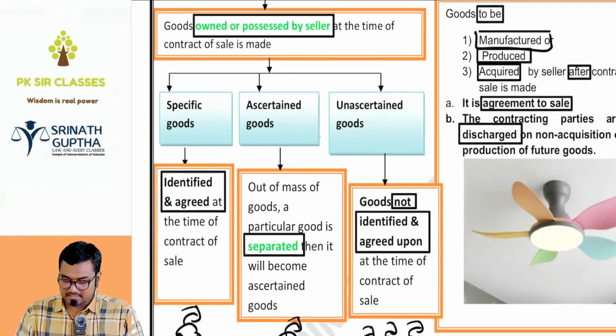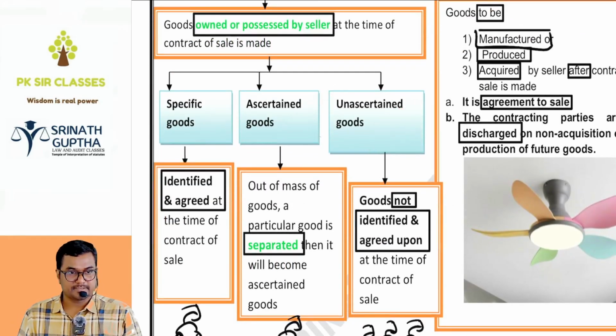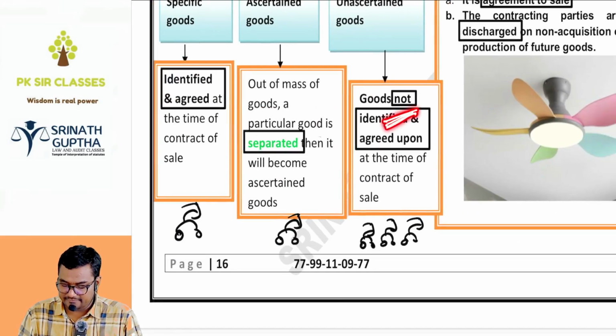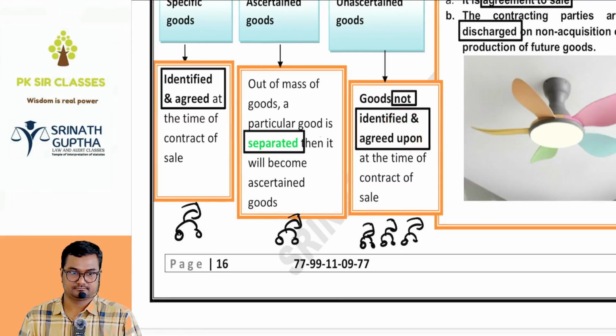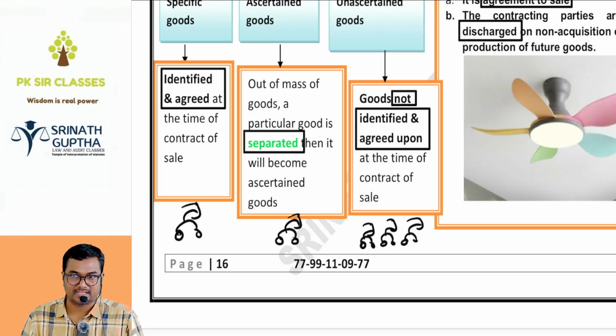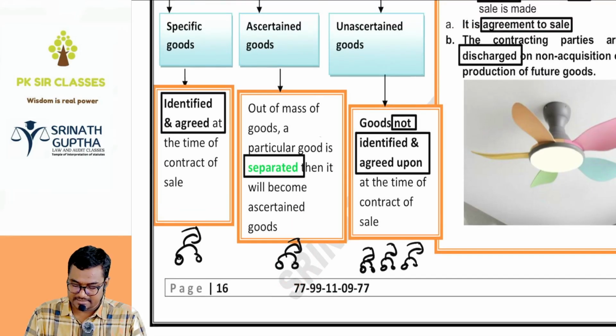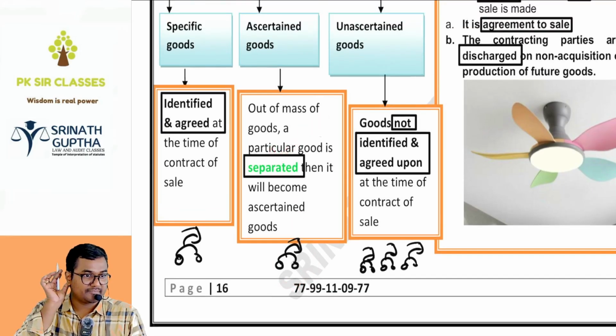There are 3 types: unascertained, ascertained, specific. So 10 Vespas are there, but she needs only 1 Vespa. Those 10 Vespas are said to be unascertained goods, which are not identified and not agreed. Out of this mass of 10 Vespas, Satvika selects the white color Vespa. Otherwise, the black color Vespa I keep aside. That is said to be ascertained: selected, identified and set aside.